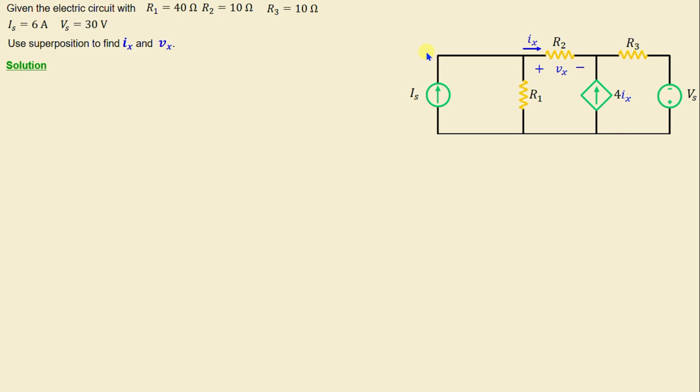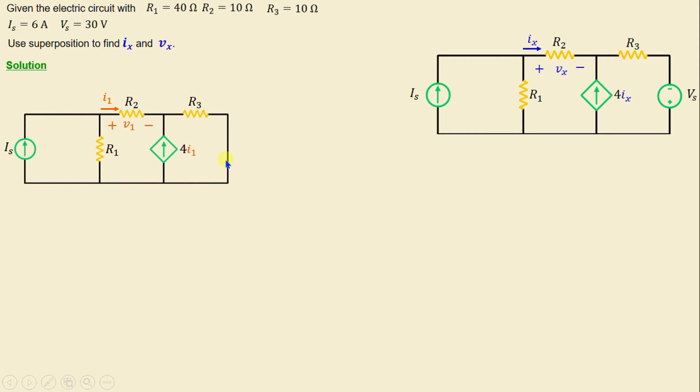Now let's begin by activating the independent current source Is and deactivating the independent voltage source Vs, which will be replaced by a short circuit. In order to calculate I1 and V1, I'm going to use the Nodal Analysis method. But first, let's consider I2 is the current through the resistor R1, and I3 is the current through the resistor R3.